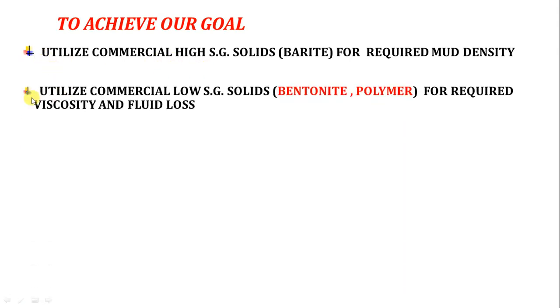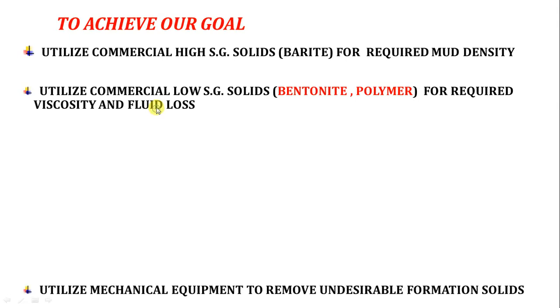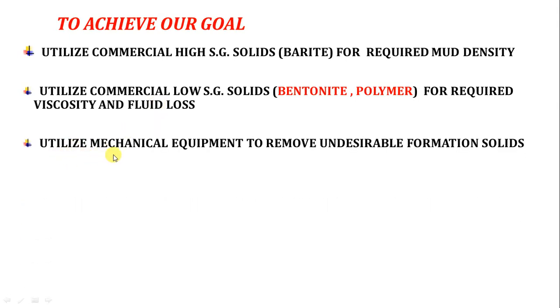This is number one. Number two, utilize commercial low gravity solids like bentonite, polymer, and other material for the required viscosity, fluid loss reduction, and the other parameters. It's very important too. Number three, utilize mechanical equipment, known as SCE, solid control equipment, to remove the undesirable formation solids. We will talk about this in detail in the next lesson. It will take plus or minus 2 or 3 sessions, so don't panic about this issue.